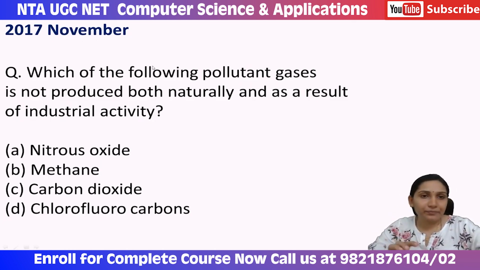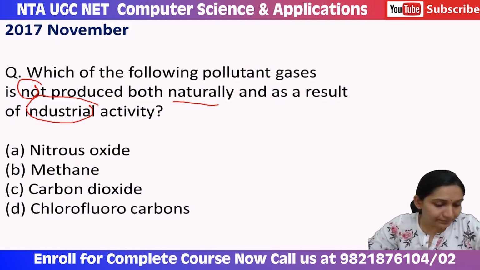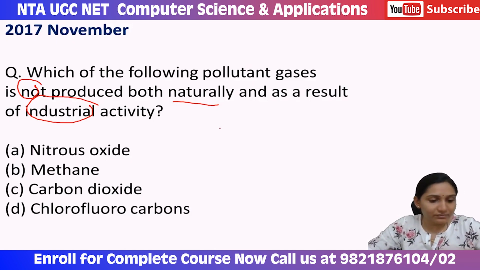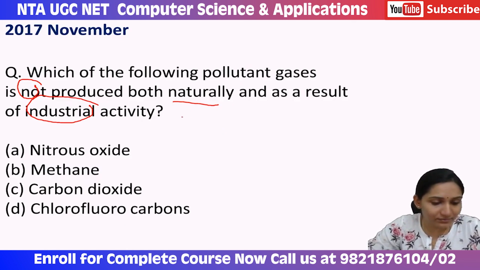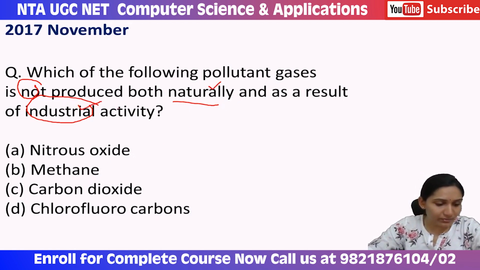So which among them is not produced naturally? So among these four pollutant gases, one among them is not produced naturally and also not as a result of industrial activity. Which is that? Hi Huma. Hi Lipika. Hi Preeti. So can you tell me which one is not produced naturally, also not as a result of industrial activity also? Hi Rani. Hi Kaushalya Devi.